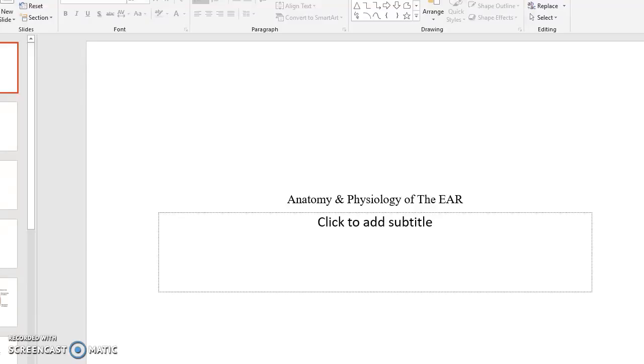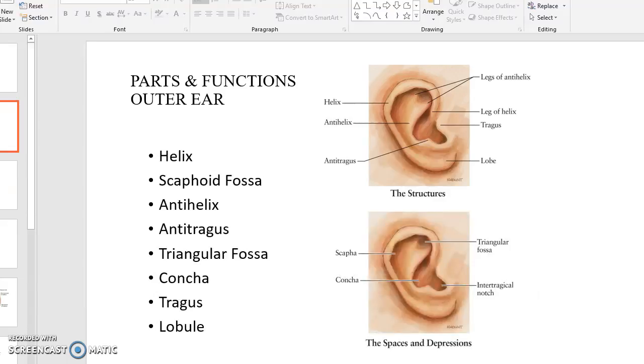Anatomy and physiology of the ear. Parts and functions of the outer ear.